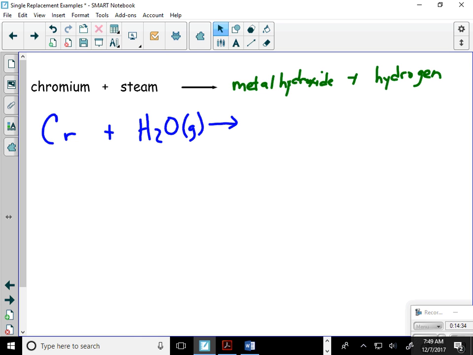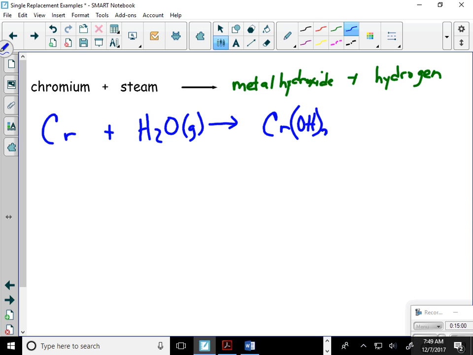hydroxide, right? Now, can chromium take multiple? Yes, it can. What could chromium take? Because it's got a periodic table out. 2 and a 3. Okay. Let's just say we're dealing with chromium 2. So, I'm going to put chromium 2 hydroxide, and hydrogen. Remember, hydrogen is a super 7, so it's got to be diatomic.